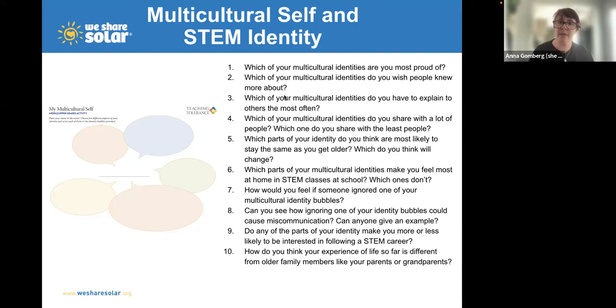Some of the questions that I added are things like: which parts of your multicultural identities make you feel most at home in STEM classes at school? Which ones don't?